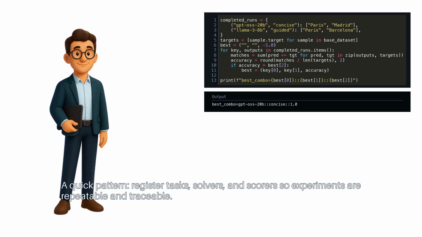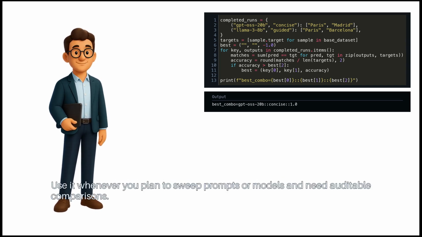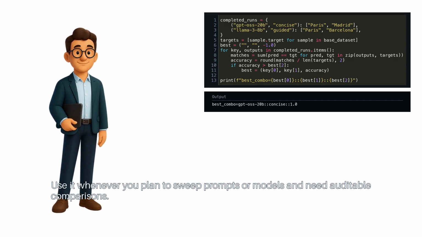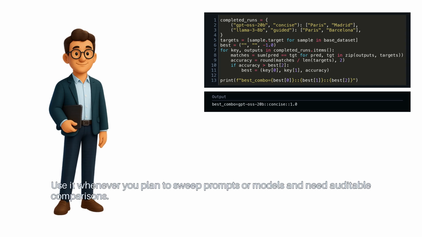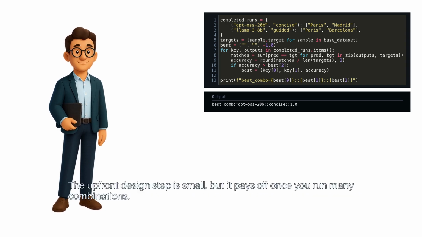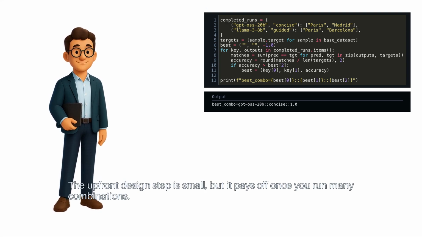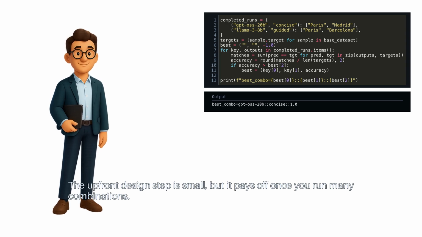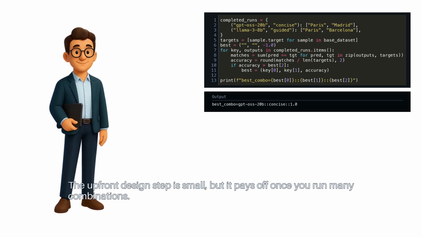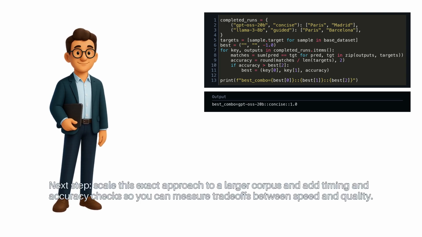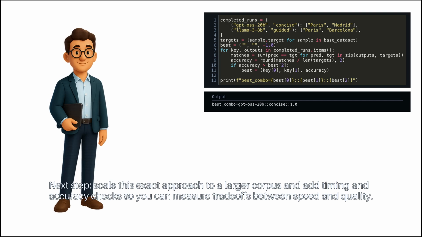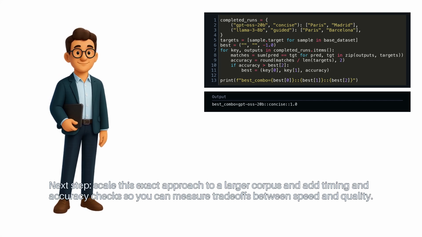Recap. A quick pattern. Register tasks, solvers, and scorers, so experiments are repeatable and traceable. Use it whenever you plan to sweep prompts or models and need auditable comparisons. The upfront design step is small, but it pays off once you run many combinations. Next step, scale this exact approach to a larger corpus and add timing and accuracy checks so you can measure trade-offs between speed and quality.